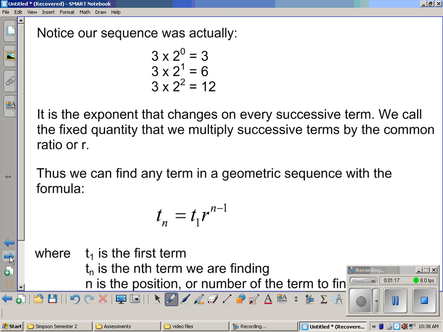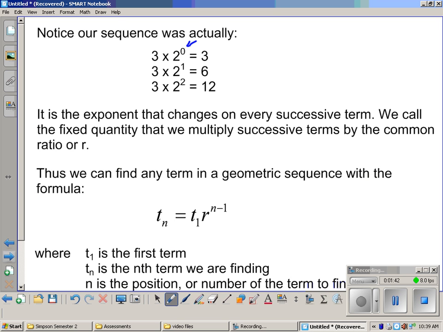Notice our sequence was actually 3 times 2 to the power of 0. So in that first step, that first number, they hadn't sent any letters yet, so it was step 0. The next one works out to 3 times 2 to the power of 1. 2 to the power of 1 is 2. 2 times 3 is 6.